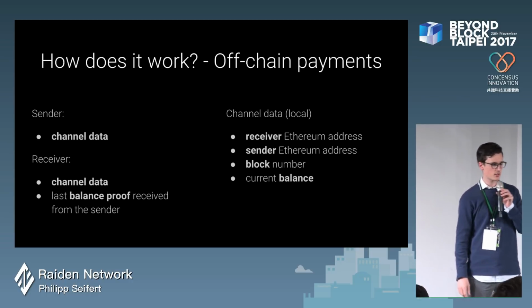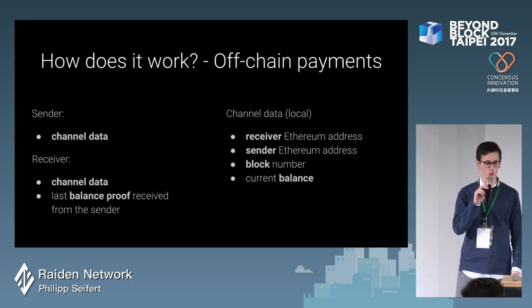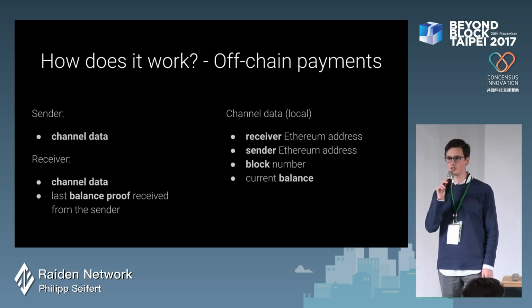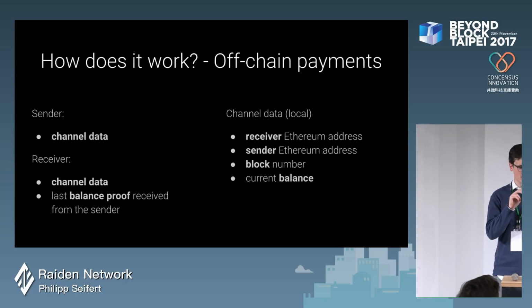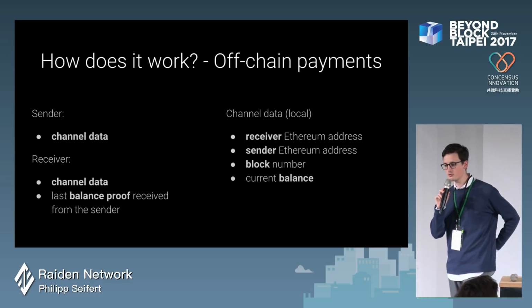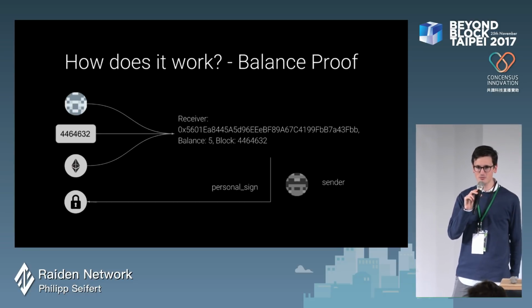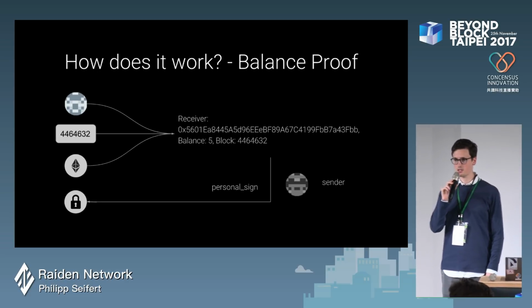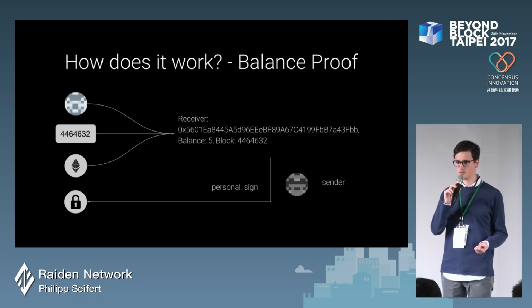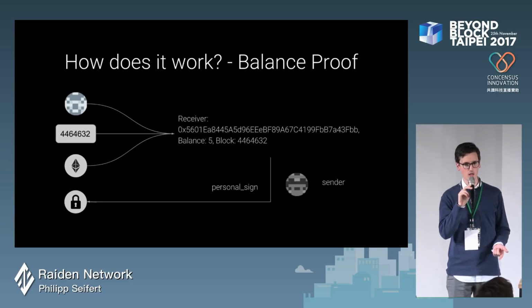What you actually have on-chain is that the sender and the receiver both have the channel data. The channel data says who is the receiver, who is the sender, what the block number is when the channel is opened, and the current balance. The receiver not only has the channel data, but also the latest balance proof, basically the transaction that happened. A balance proof is basically a message signed by the sender, which says, with the information of the receiver address, the block height, what block number it happened at, the transaction, and the balance.